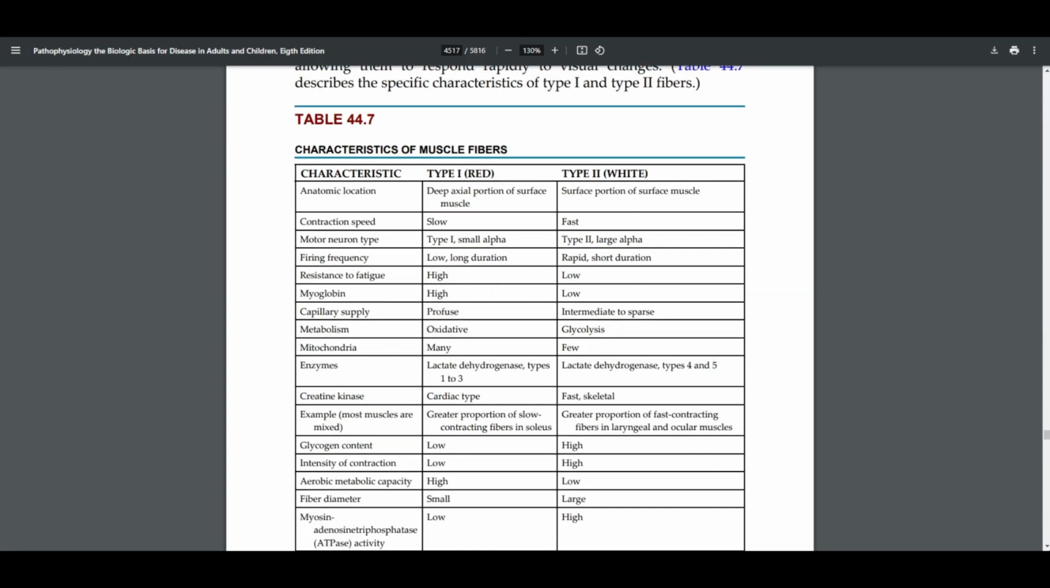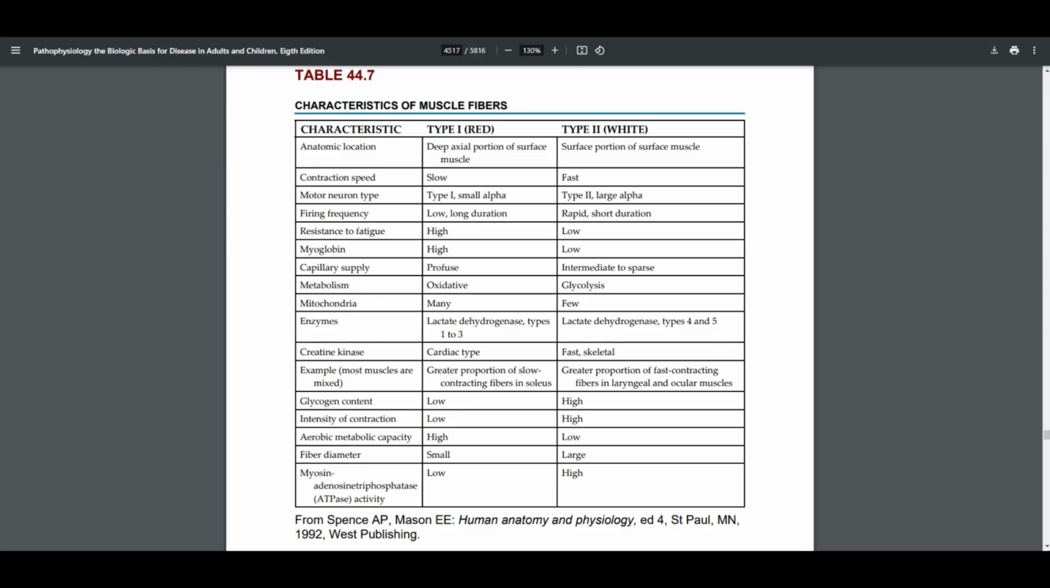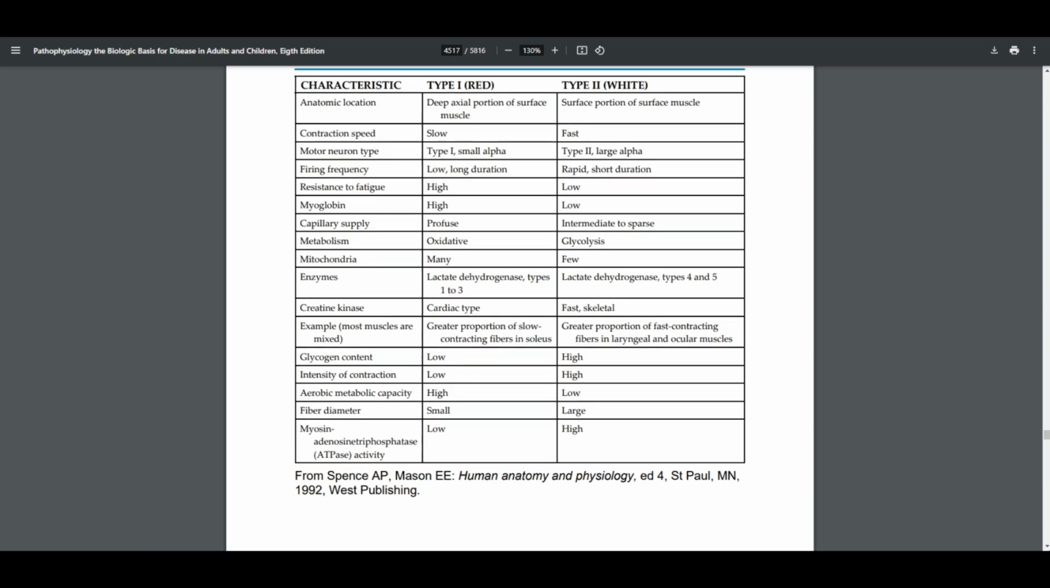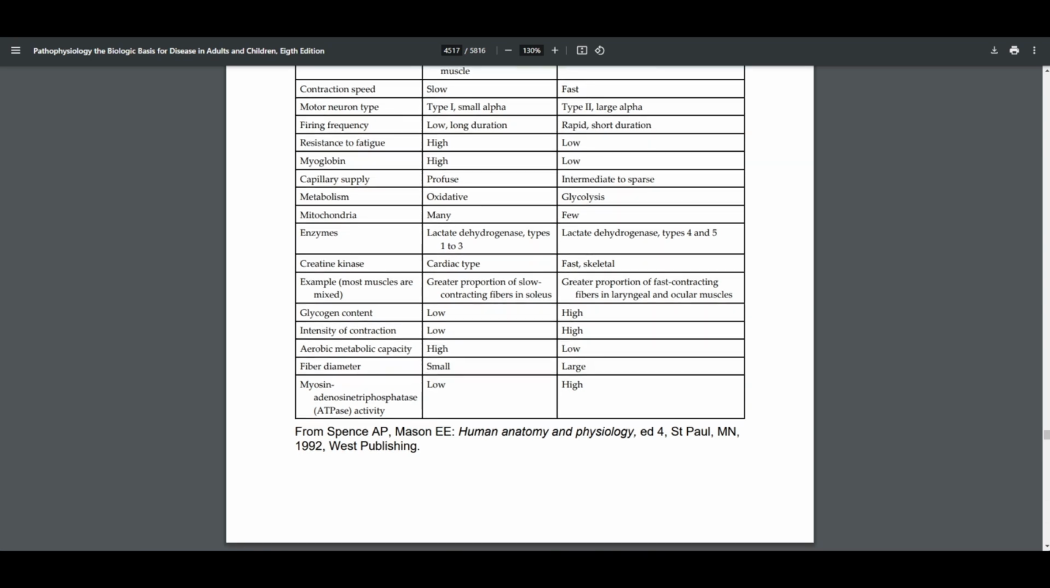So here we have the characteristics of muscle fibers, the type 1 or type 2. Not a bad spot to do a quick pause and take a quick anatomy and physiology review.